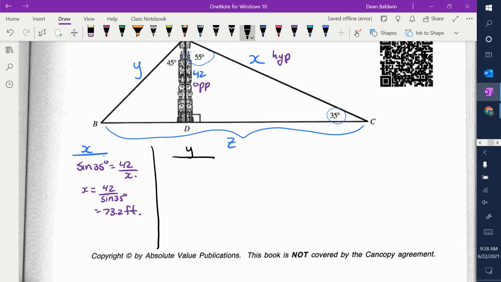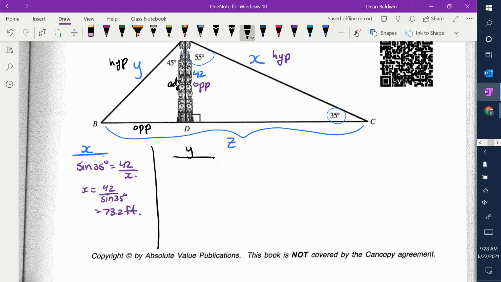What are we going to do for y? We only have one angle for y. We'll just use the one angle. Okay. So we label the sides. So this is the opposite. This side right here is the adjacent, and this is the hypotenuse. So we know the adjacent because it's the height, and we're trying to find the hypotenuse.